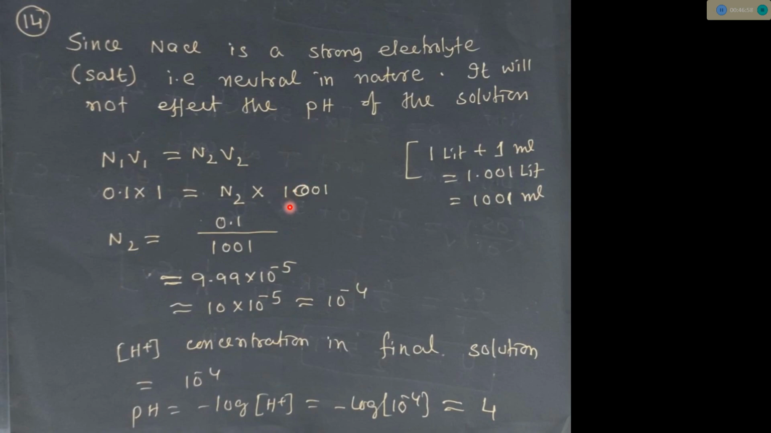It will be 1001 ml, because originally it was 1 liter of sodium chloride, and we added 1 ml of HCl. So the total volume is now 1001 ml. If we calculate, we will find N2, the concentration of the resultant solution, becomes close to 10 to the minus 4. So 9.99 times 10 to the minus 5, which means we can say 10 into 10 to the minus 5, so 10 to the minus 4.